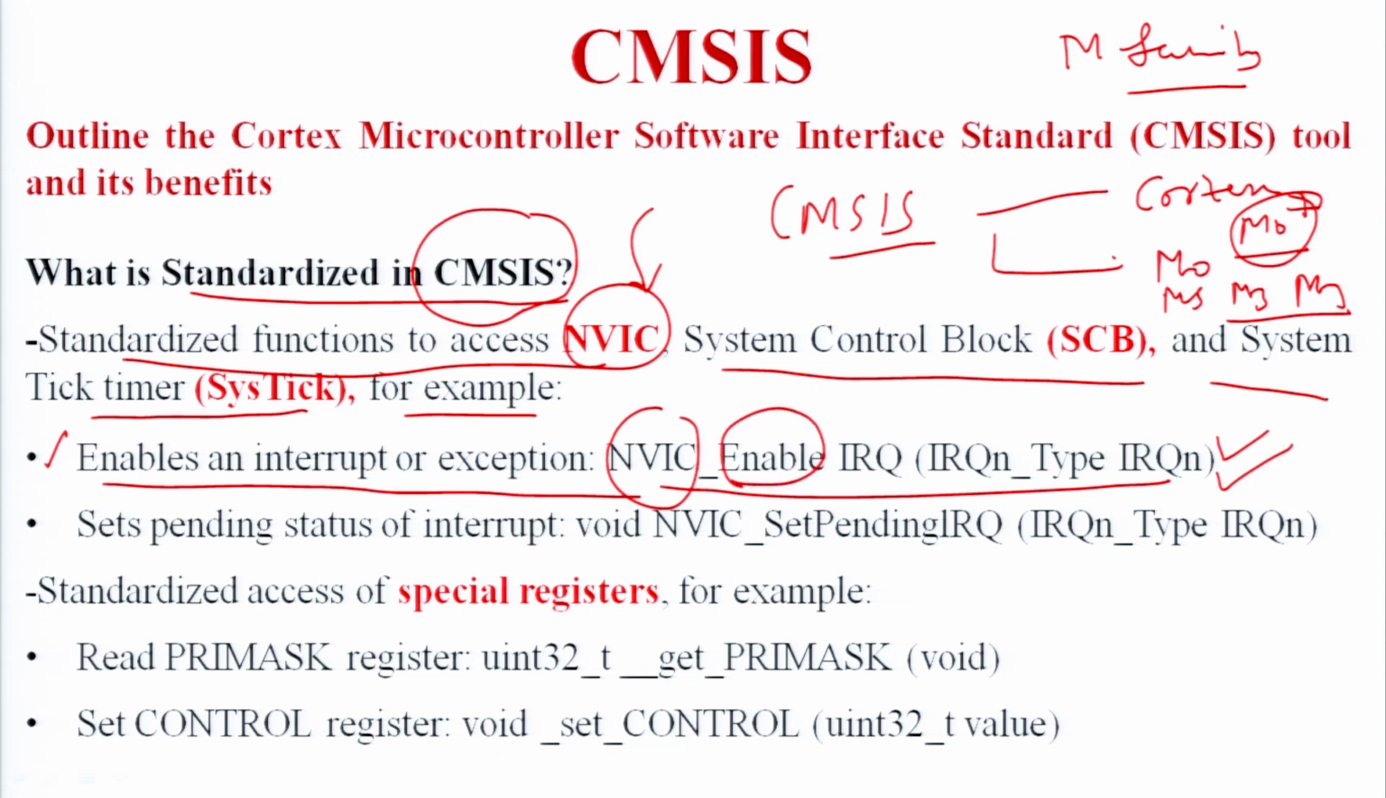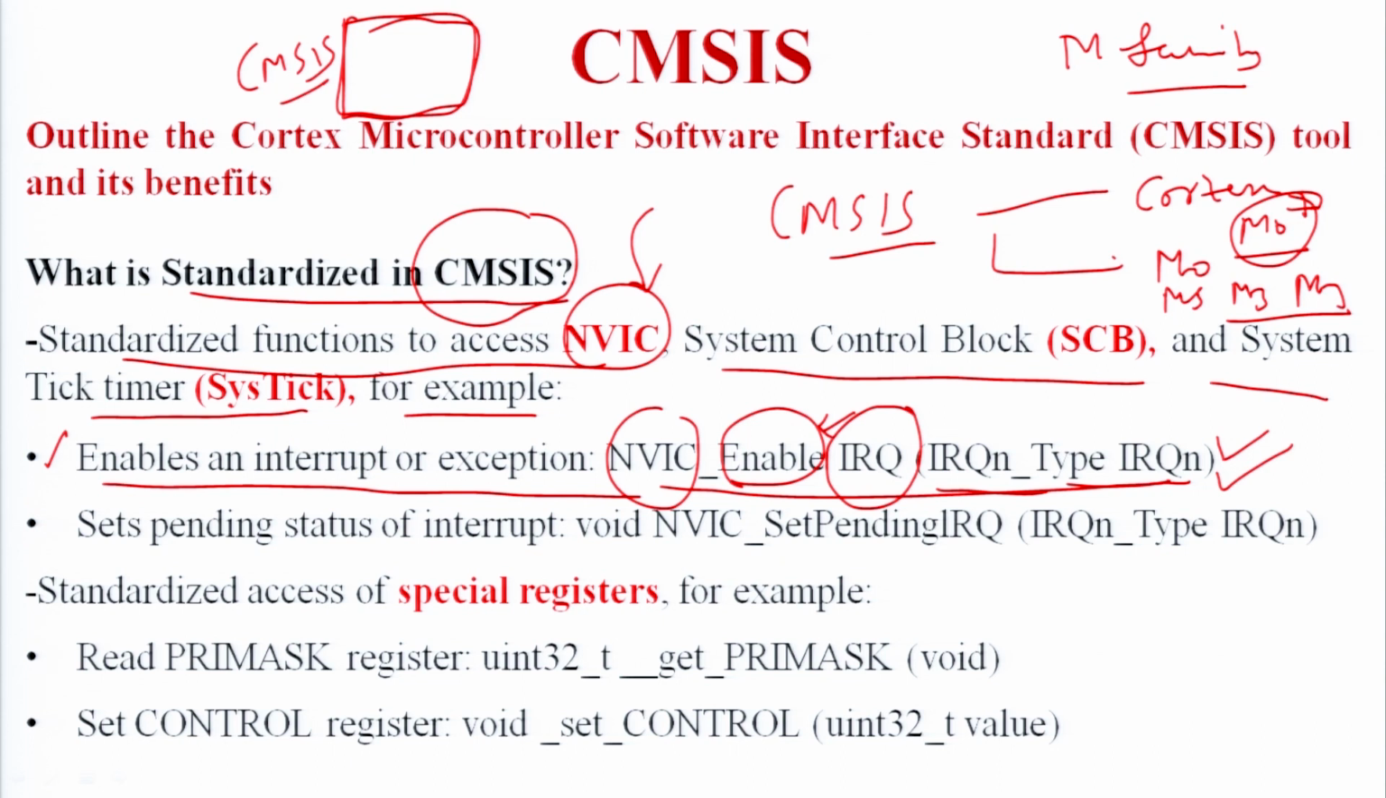What are we enabling here? We are enabling the particular interrupt. And how can it be done? It can be done by the IRQ, meaning interrupt request. So, for that we type IRQN underscore type IRQN. Where are we typing? We are typing in the CMSIS platform, like MATLAB, like other scripts, like the Python language. So, we are writing our programs in the CMSIS platform.